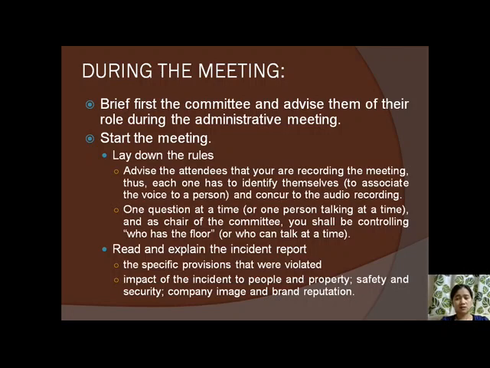So lay down the rules. Advise the attendees that you are recording the meeting. Thus, each one has to identify themselves, to associate the voice to a person, and concur to the audio recording.